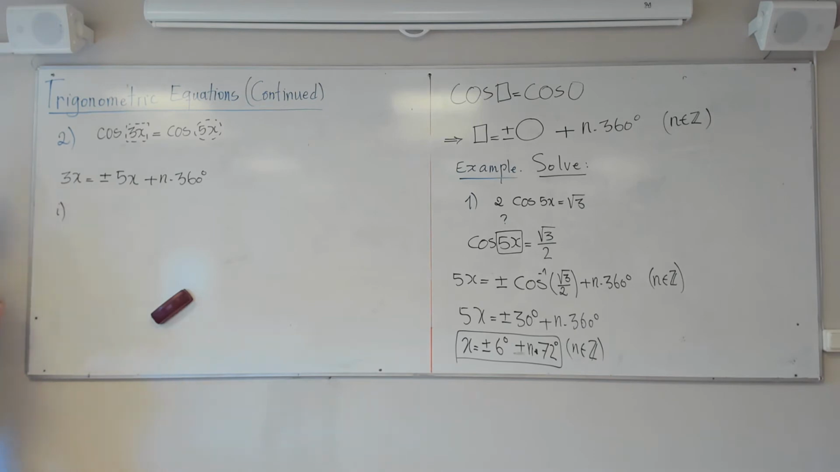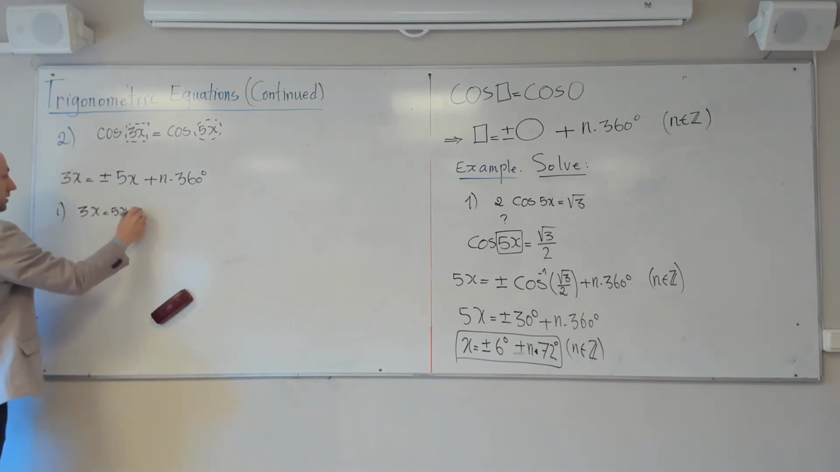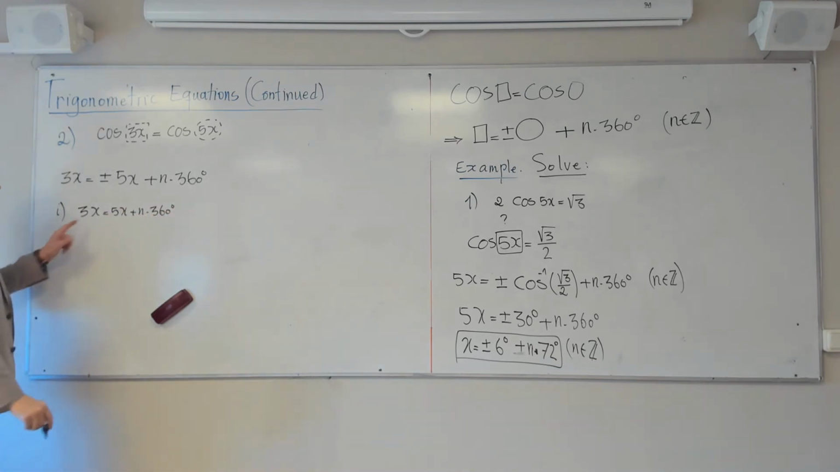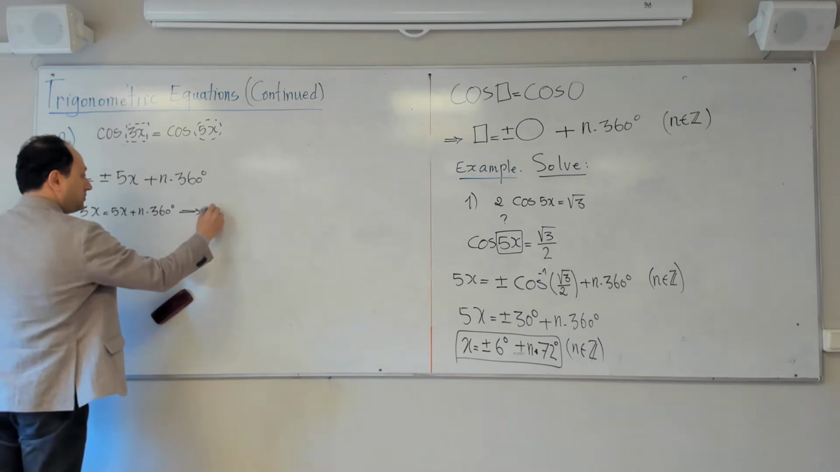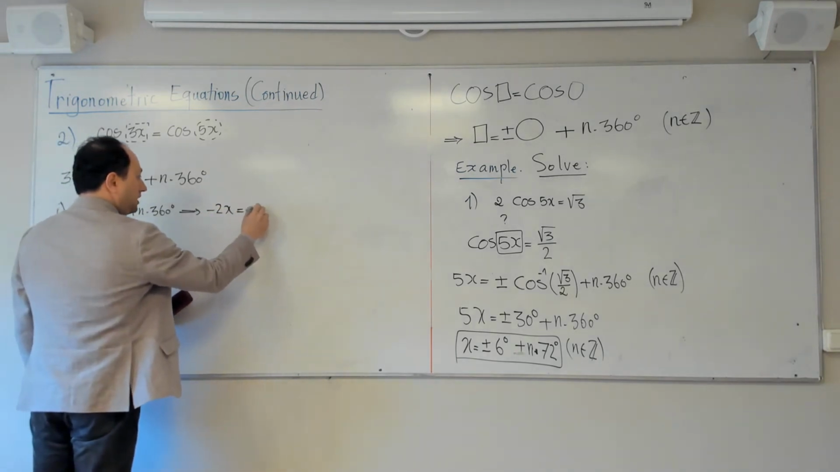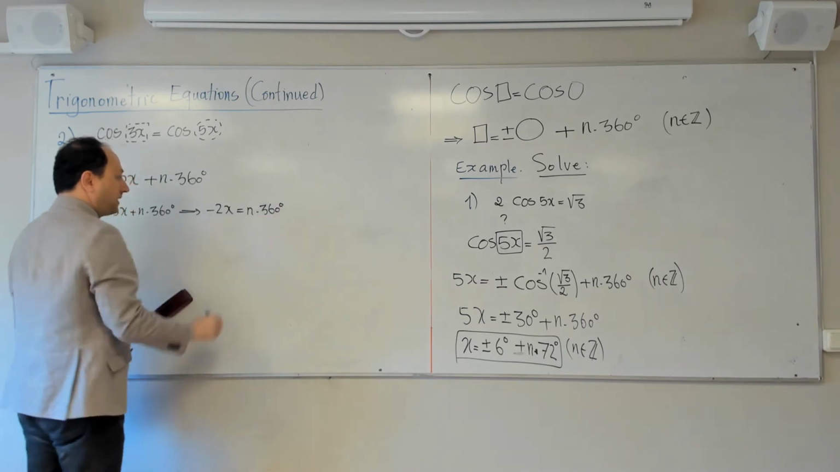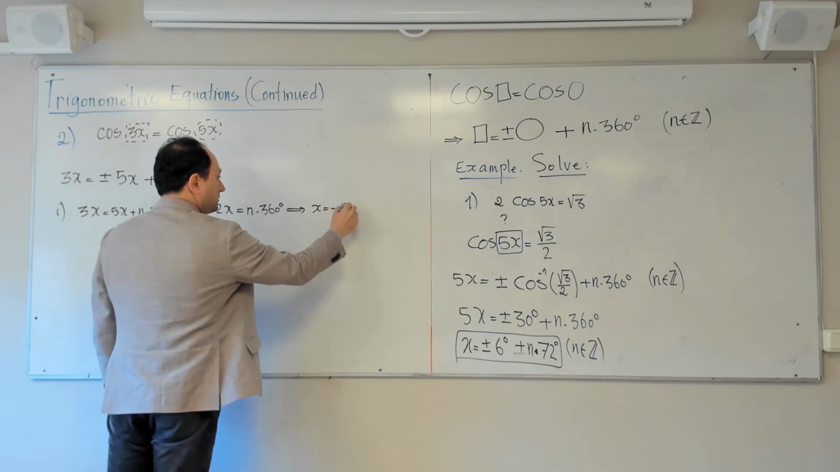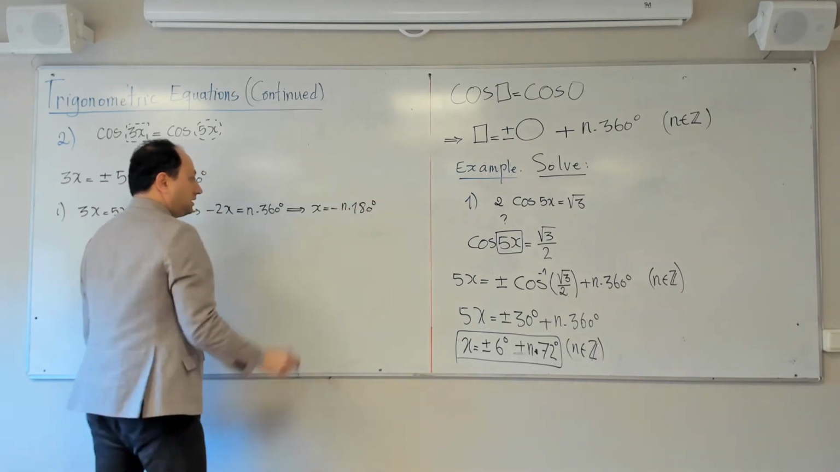Number one, I consider 3x equals 5x plus n times 360 degrees. And then I move this to the left. So it becomes minus 2x, because 3x minus 5x is equal to n times 360 degrees. And then I divide by minus 2, x becomes negative n times 180 degrees. Yes?